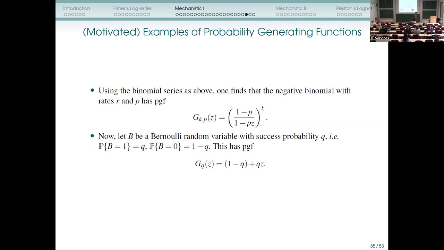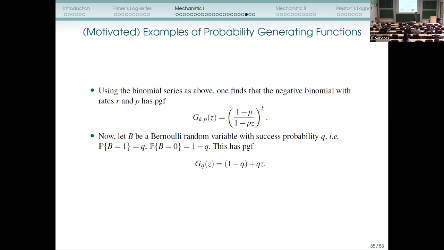Again, that's my first example, and it's pretty obvious where this one came from and why I chose this example, because I want to do something with a negative binomial distribution. The other probability generating function I want to show you is the simplest one, which is for a Bernoulli random variable. A Bernoulli random variable is a biased coin toss.